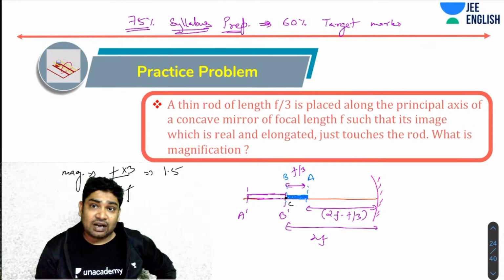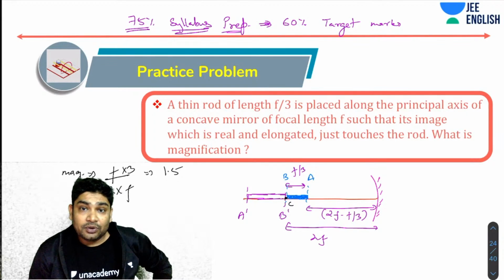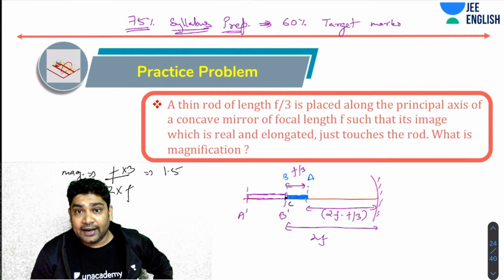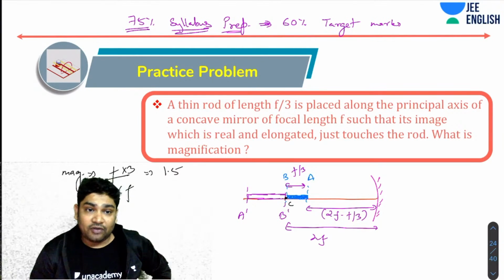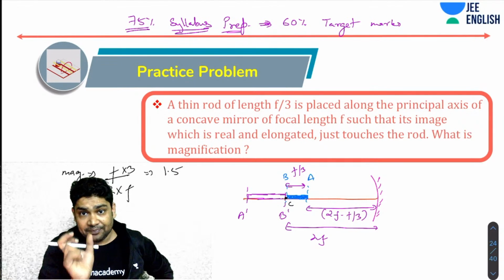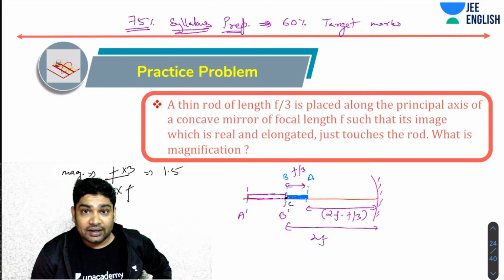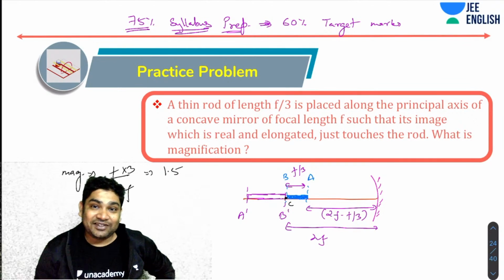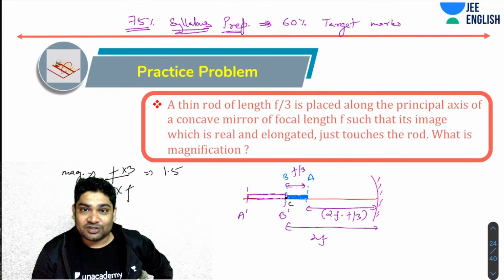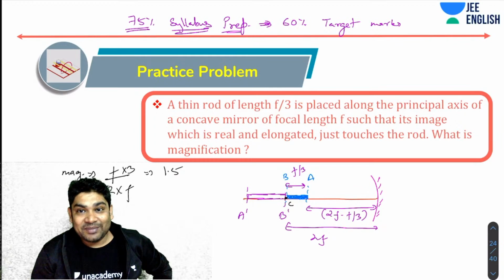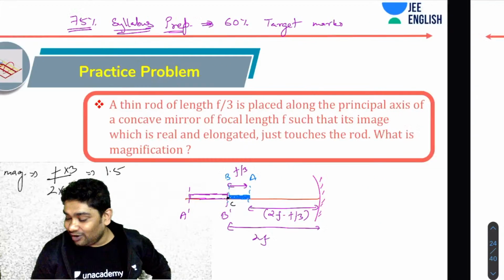Okay, so this is how you would have approached the problem. You figured out the location of end B. You would have found the position of point A and found the corresponding position of A dash. Once you have A dash and B dash, you would have found the thickness of that image, right? Once you have the length of the image over the length of the object, that would have given you the magnification. Okay, the magnification is 1.5. The image is 1.5 times larger than the object.